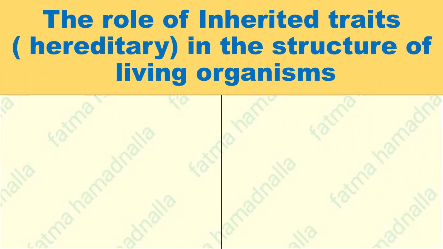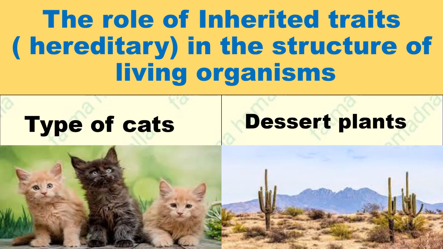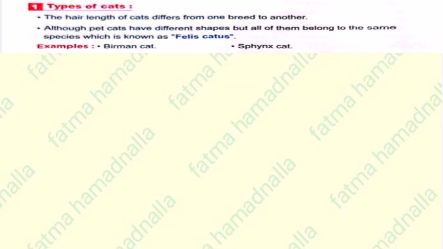Now, let's study the role of inherited traits, or hereditary traits, in the structure of living organisms, such as different types of cats and desert plants. First, types of cats. The hair length of cats differs from one breed to another. Although pet cats have different shapes, all of them belong to the same species, which is known as Felis catus. Examples of them: Burman cat and Sphinx cat.